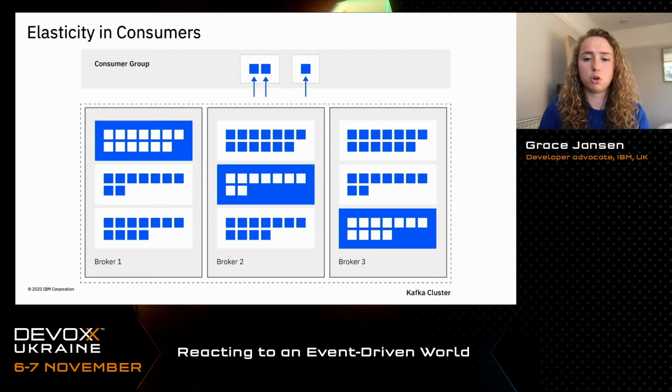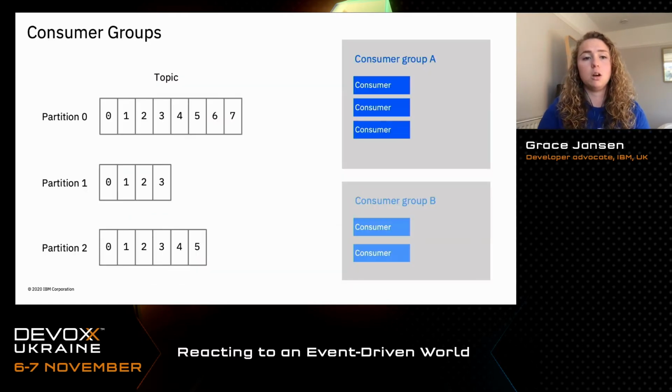So these consumer groups essentially allow us to group our consumers together so that we can know which consumers have read which messages and get that ordering guarantee. We're able to know which consumers are in which consumer groups because they state a group ID in their configuration. In this example, we have two consumer groups: consumer group A and consumer group B. In consumer group A, we have 3 consumers, and in consumer group B, we have 2 consumers.